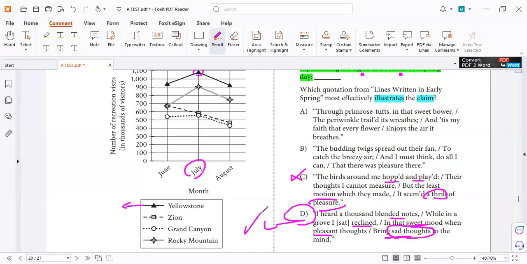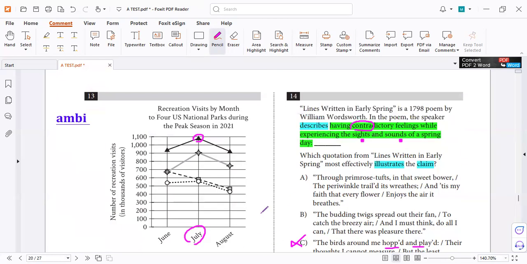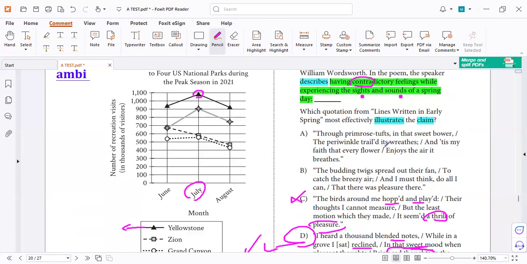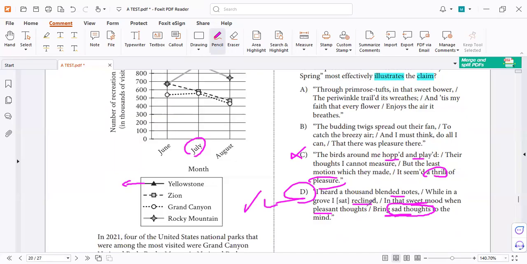Right, so what is the trap? We give you positive feeling only, negative feeling only, an answer with no feeling at all, and one mixed. If you don't know reclined, you can know it from sweet mood, from pleasant and sad.